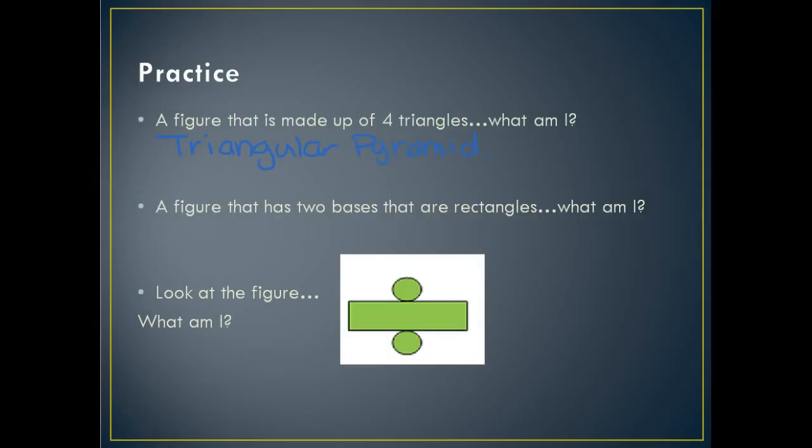Okay, could it be anything else? Let's see if I can make this a little bit lighter. No, because you're going to have 3 triangles to make up the faces, and a triangle to make up the base. Now, here is a figure that has 2 bases that are rectangles. Good, it is probably a rectangular prism.